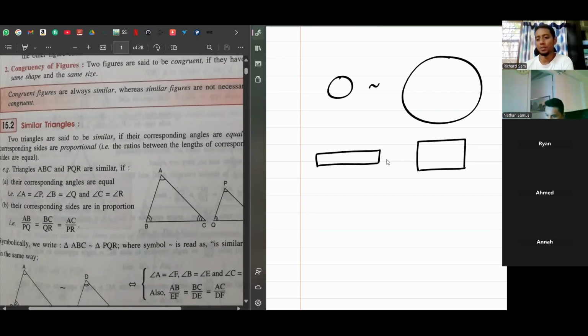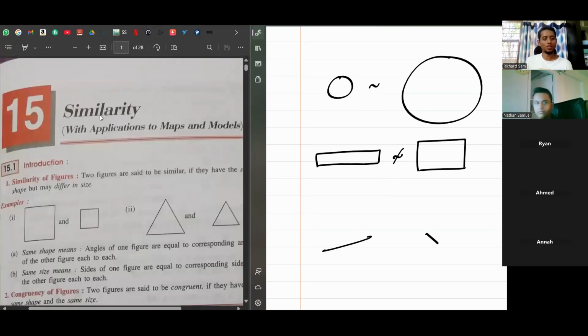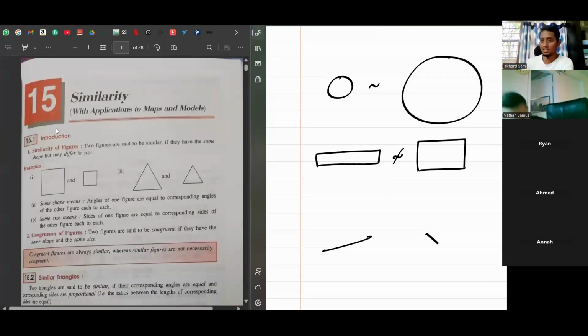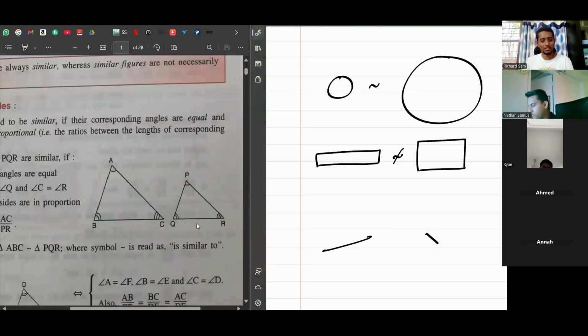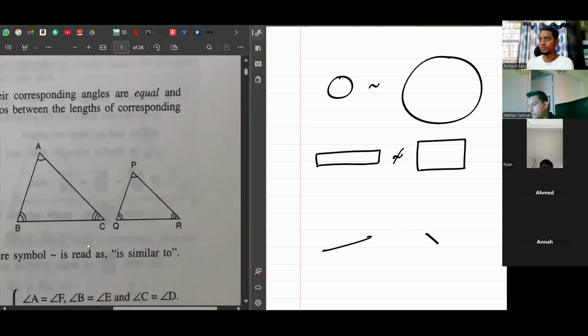Okay, any other shape? A line, not a line. Yeah, a line segment. Two line segments are always similar because their shape is same, but size can be different. All right. So in this chapter, you're learning only about similar triangles, not equilateral triangles, because equilateral triangles are always similar, but you're proving that two triangles are similar. Okay. Now here you have two triangles. Do they look similar? Yes.